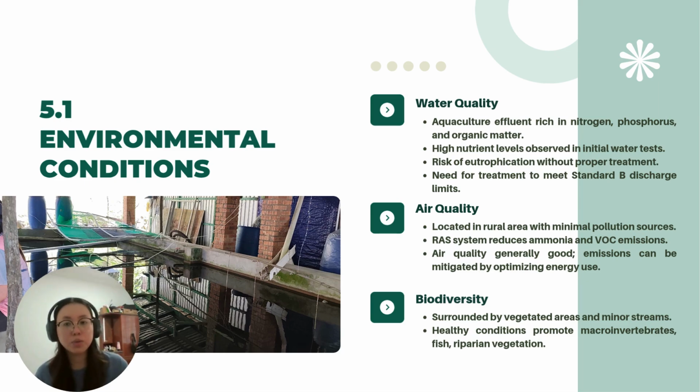Lastly, biodiversity. The farm is near small streams and vegetated areas, which support moderate local biodiversity. The good news is PGA wastewater undergoes some treatment via biofilters in the RAS. So when it is discharged, it is not raw sewage. It's already partially treated. If managed properly, treated aquaculture effluent can actually support biodiversity instead of harming it.